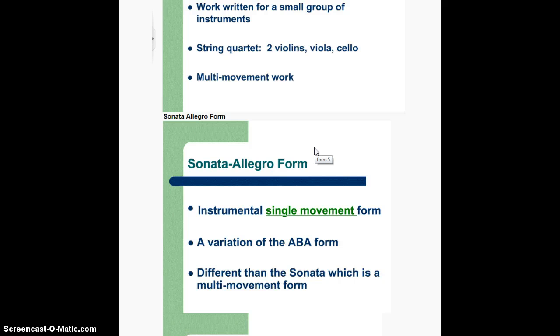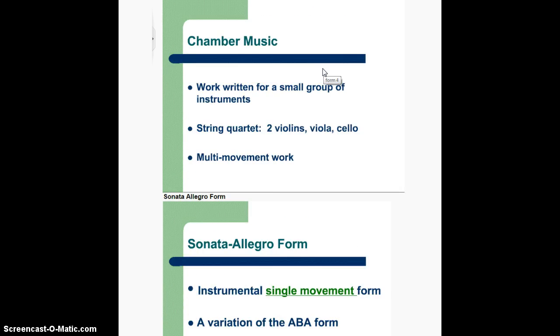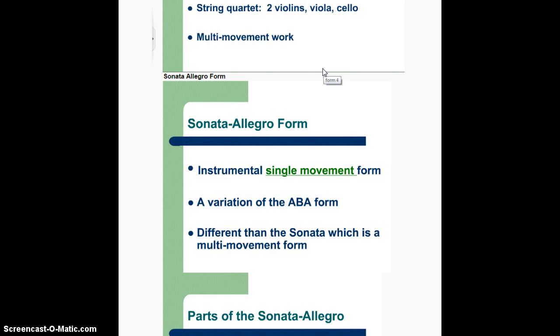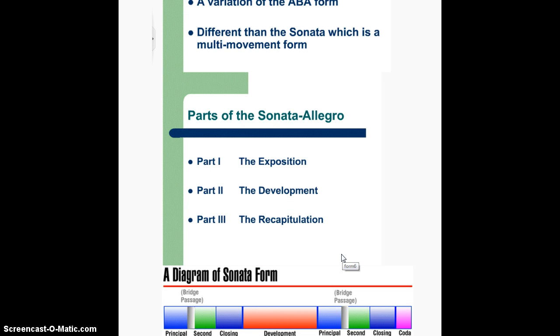So let's talk about this form, the Sonata Allegro form, which is going to be part of all of these bigger works. The Sonata Allegro is a single movement ABA, right? So the parts of the Sonata Allegro: we saw these back in the Baroque with the fugue. There's an exposition where you expose the theme. In this case, we're going to have 2 themes, and they're usually going to be contrasting. The development is much bigger, and the recapitulation is a little more structured.